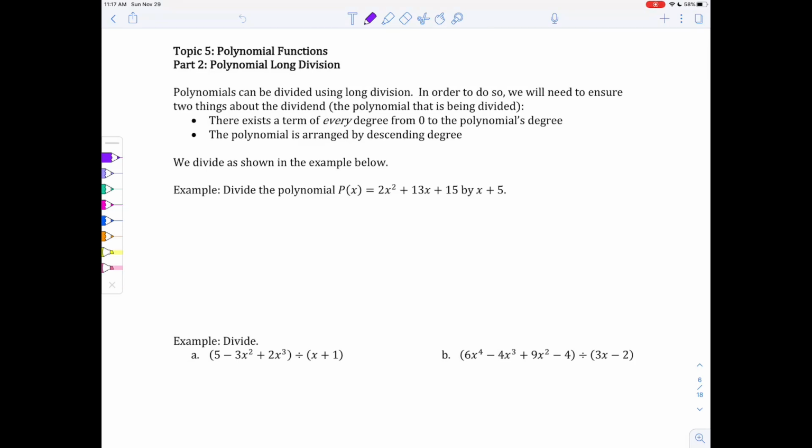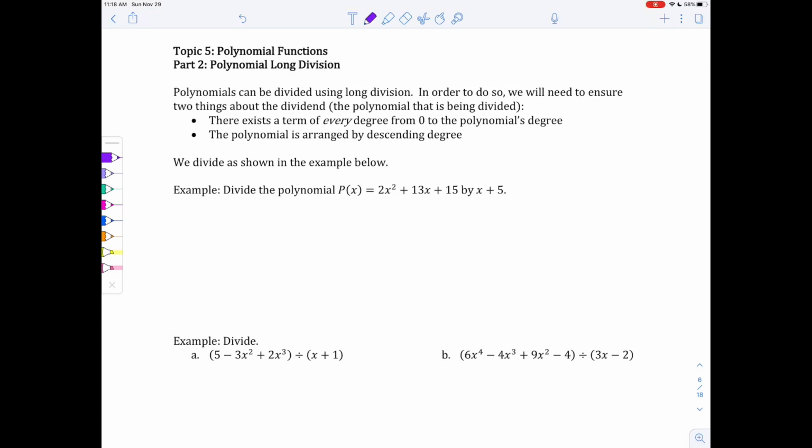In order to divide a polynomial, here's how we're going to do this. Now, things worth noting. We do need to make sure that there's a term of every degree from 0 up to whatever the polynomial's degree. So this one over here that we're looking at, highest one is 2, and then there's a term with 1, and there's a term with 0. So this one's good to go in that regard. And then it's arranged by descending degree, 2, 1, 0. Super duper. This thing is ready to go.